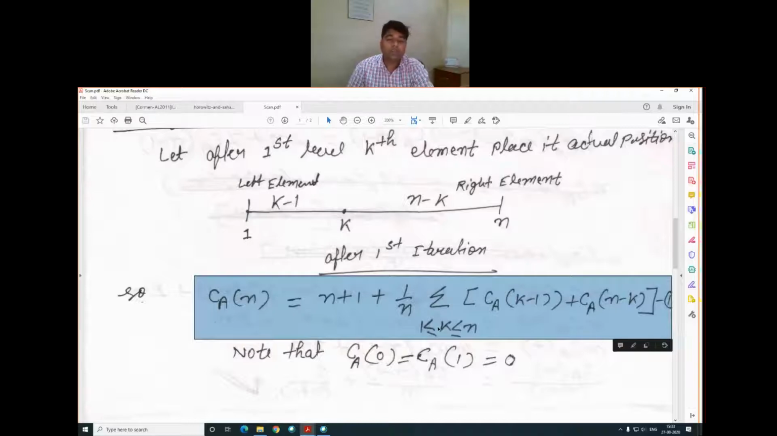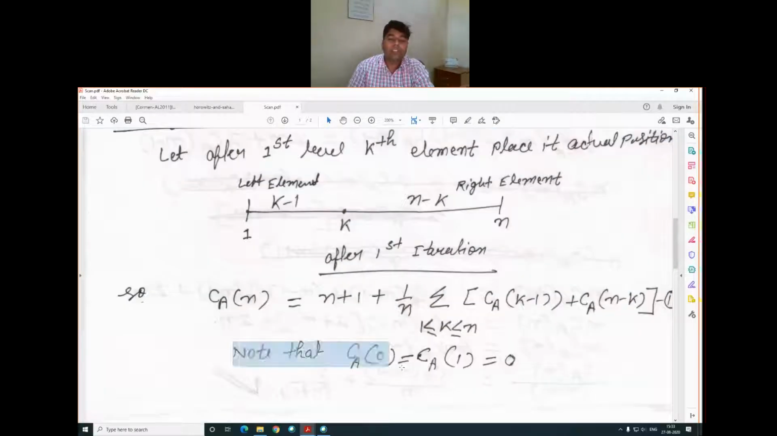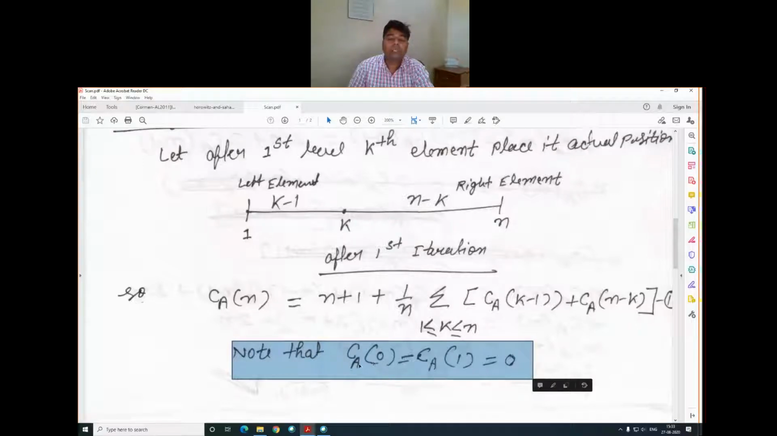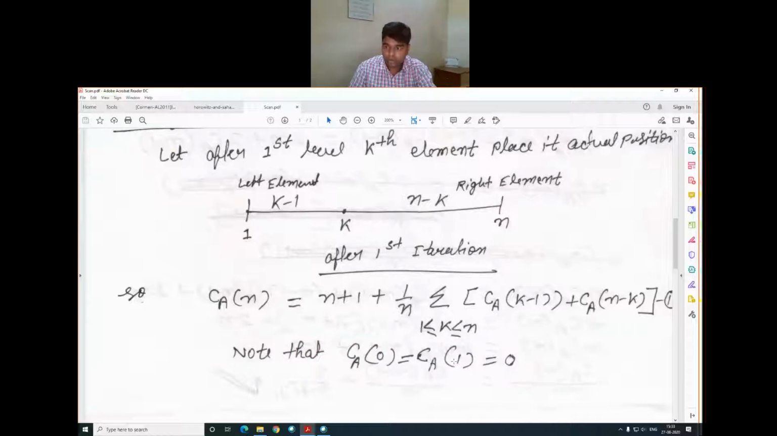Next, we look at the average case time complexity for 0. 0 means the array contains a total of 0 elements. Then what does that mean? The time complexity is 0, because there is no need of sorting if the total number of elements is 0. If the total number of elements is 1, then again there is no need to apply the quicksort algorithm for sorting. So the average case time complexity for 0 and 1 is equal to 0.